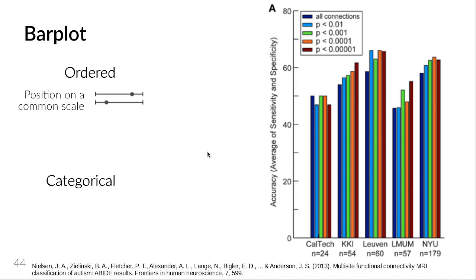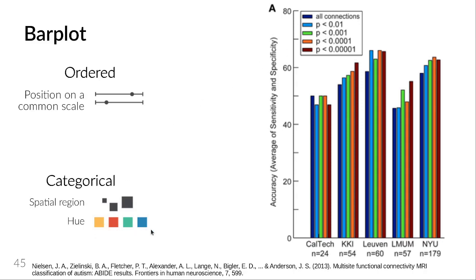For the ordered variable of accuracy, they used position on a common scale. And for the categorical variable of site, they used spatial regions. So this region of bars is physically separated from this region of bars, and that's also a very effective channel for communicating groups. But let's think about the final variable. They've encoded in hue these categories of what threshold was used to determine which connections were kept in the connectome.